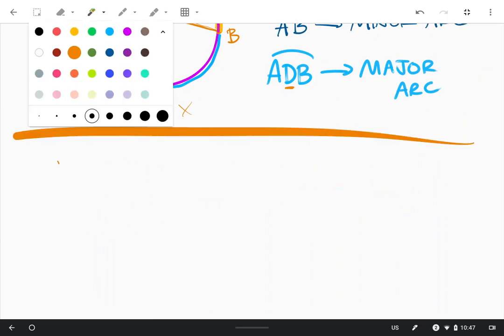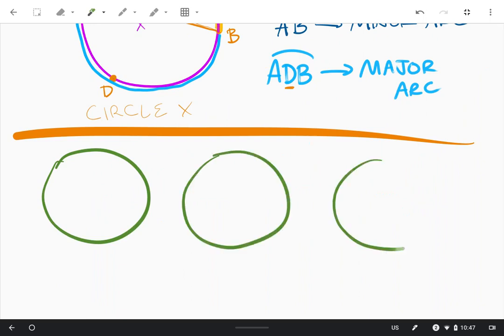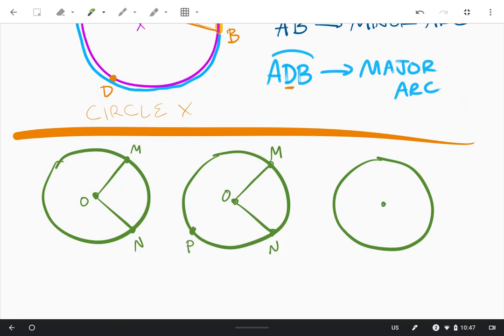So let me draw a couple more examples of these just to drive the point home. Let's say I have some circles. I'm just going to do a bit of a summary here of what I just got done talking about. Call this point M, call this point O, call this point N. We'll do the same deal over here: M, O, N, and I'm going to add another point called point P right there. And then over here, I'm going to draw another thing. There's another term we haven't talked about yet.